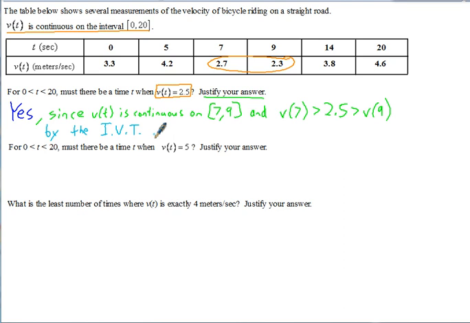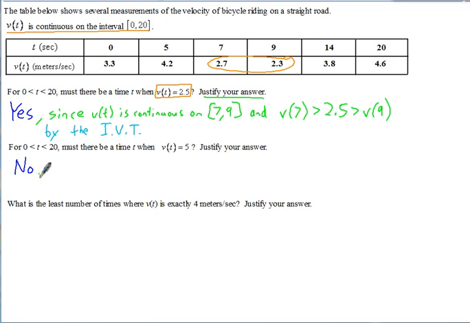Then it says from 0 to 20, must there be a time t when the velocity equals 5? Justify your answer. So, is 5 between 3.3 and 4.2? No. Is 5 between 4.2 and 2.7? No. Is 5 between 2.7 and 2.3? No. Is 5 between 2.3 and 3.8? No. Is 5 between 3.8 and 4.6? No. So the answer is no. 5 is not between any of those, so it doesn't have to equal 5. Doesn't mean it couldn't, but it says must there be a time, so there doesn't have to be a time.